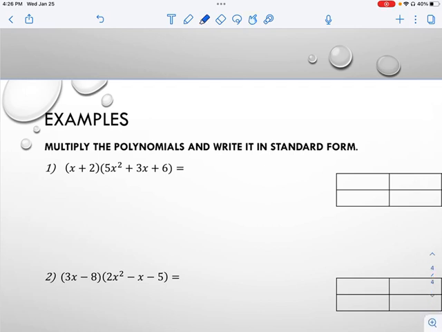Okay, so the first one I'm going to do is I'm going to take the x, and I'm going to multiply it to everything. So I go x times 5x squared, and that's going to give me 5x to the third. Then I do x times 3x, and that gives me 3x squared. Then I do x times 6, and that gives me 6x.